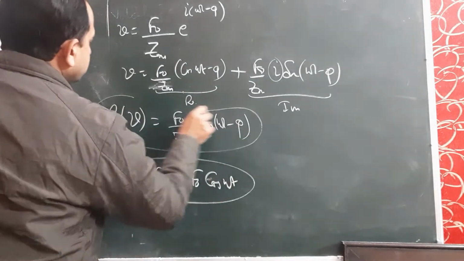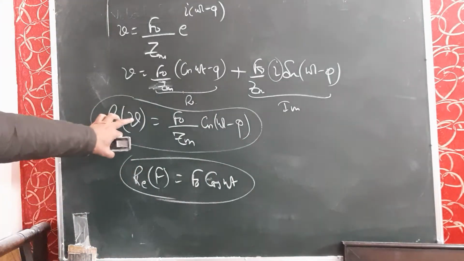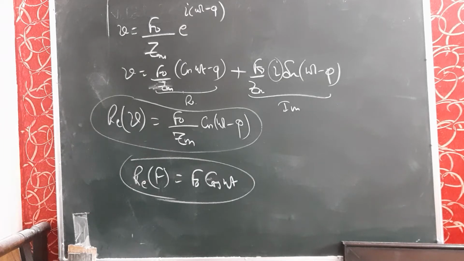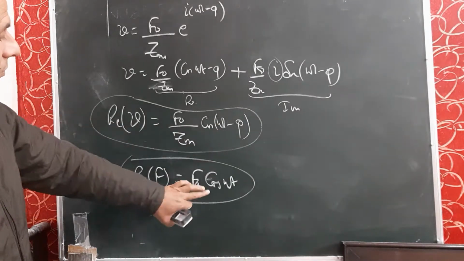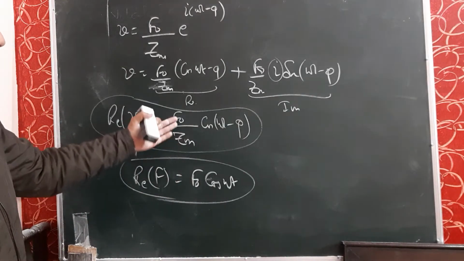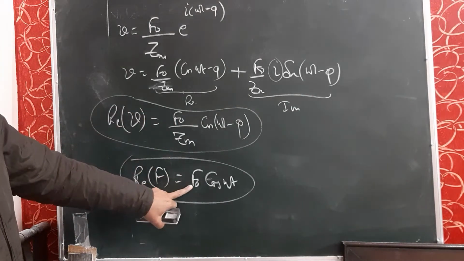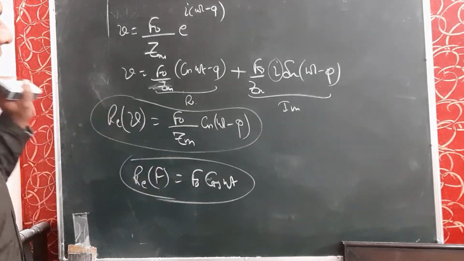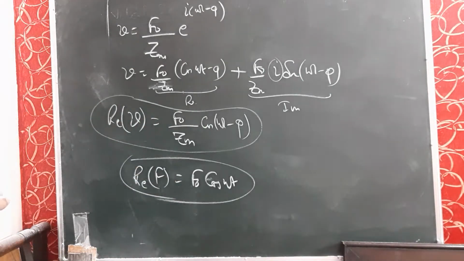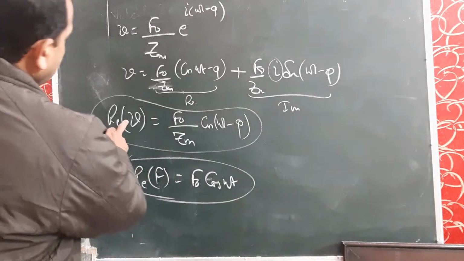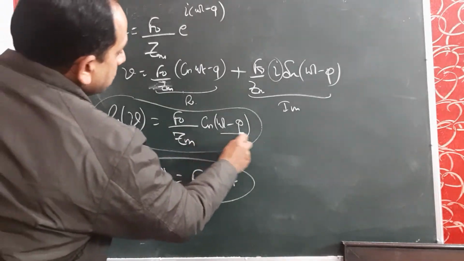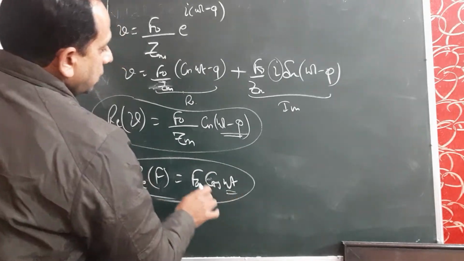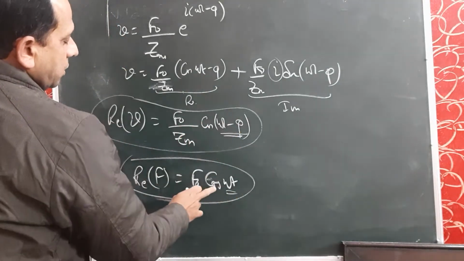So this is real part of velocity and real part of force. Now we will compare the phase or angle of these two equations. On comparing only angles, because the amplitude is constant, this one is a term of velocity, this is a term of force. We are not concerned with these terms, we are only concerned with the phases or angles. In case of velocity it is cos omega t minus phi, here cos omega t.